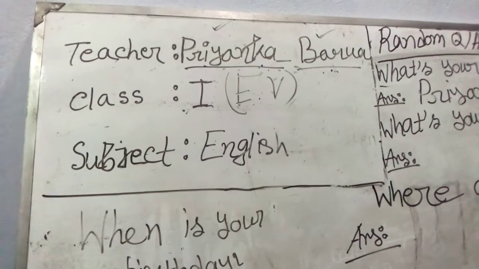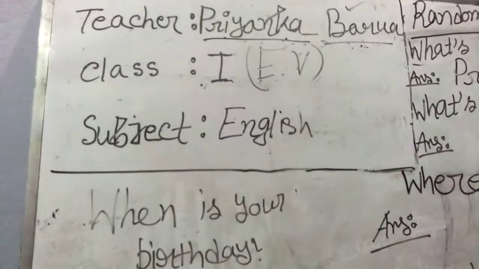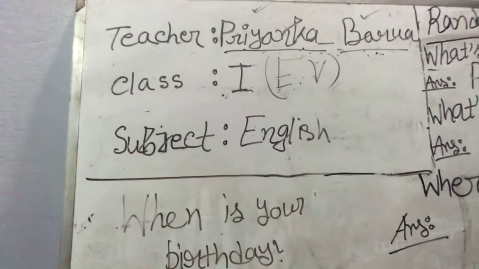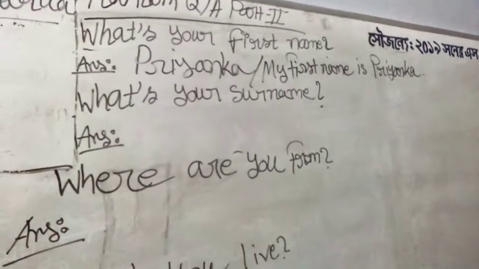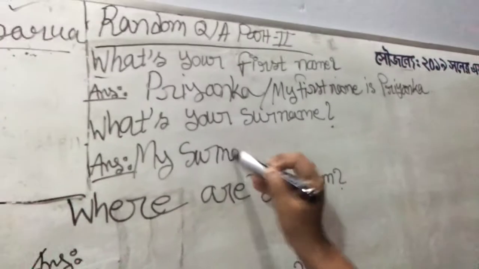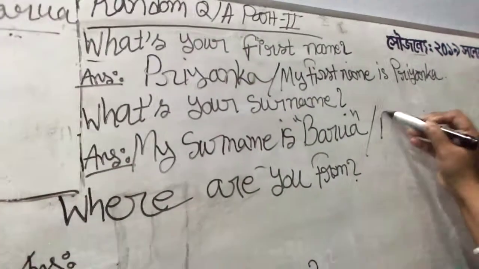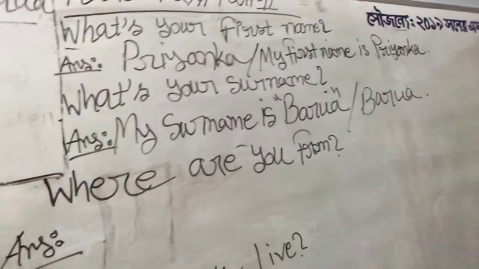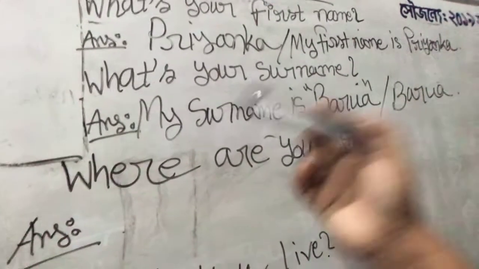So if your name is Tiana Chakma, what is your surname? Chakma is your surname. That means the name that stays beside the first name, it is the surname. Surname means your title. Surname means your second name. Okay, babies. So as I am using my example here, I need to write what's your surname. Then I can write my surname is Borua, or I can just put Borua. If you want to utter the complete sentence, you can also write or tell in this way.